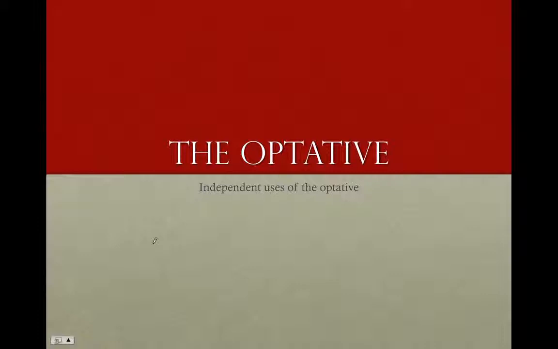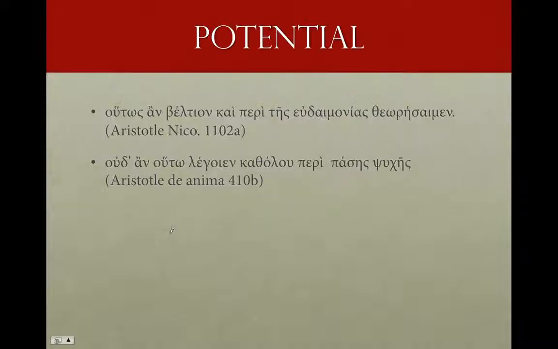Now that you know how to conjugate the optative, you'll want to use it. There are two independent uses of the optative. It's mostly used in subordinate clauses. This lesson is just going to cover those independent uses of the optative. So remember, the optative always has the iota somewhere after the theme vowel, usually right after. Sometimes it looks like it's contracted into an iota subscript.